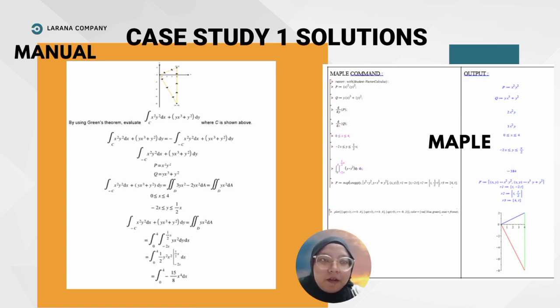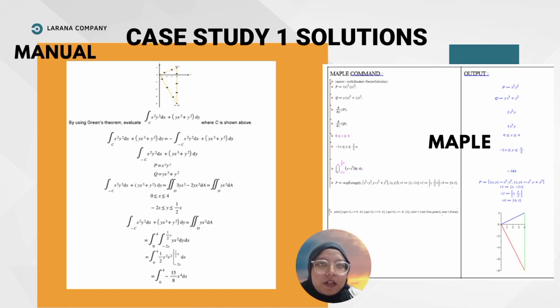So we put the Maple command. First we define the equation of P, which is P equal to x to the power of 2 multiplied by y to the power of 2. Next, we define the equation of Q, which is yx cubed plus y squared. The output is P equal to x squared y squared, and Q equal to yx cubed plus y squared.